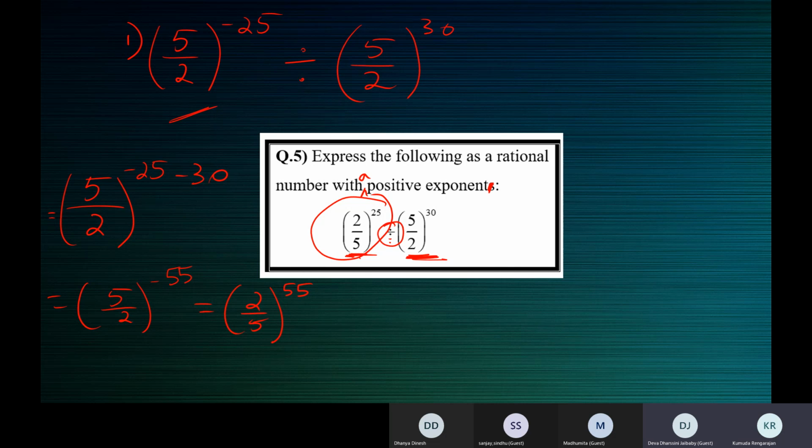Ma'am, one doubt, ma'am. Instead of making 2 by 5 as 5 by 2, can we make 5 by 2 as 2 by 5, ma'am? Yeah, I told you, there are 2-3 ways. Did you understand these steps? Yes, ma'am. You have to wait for the next method. I'll finish all the methods and then if you have a doubt, you can ask me.